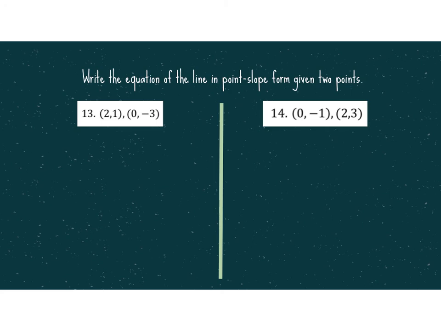Let's try number 13. So again, change your directions. Get rid of this. It's not point-slope form that we're looking at. It is slope-intercept form. Okay, so in number 13, here's my x1, y1, x2, y2. So then I have a slope. I have to find slope first.